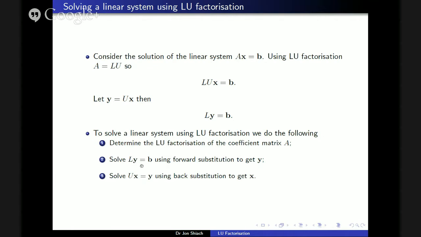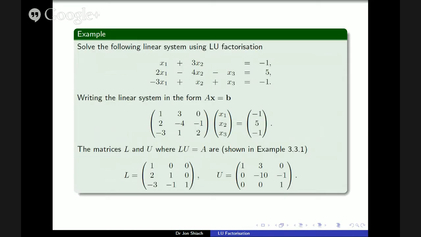Now, L is a lower triangular matrix. That can be solved straightforwardly using forward substitution. So we solve Ly equals B using forward substitution, starting at Y1, then going to Y2. You okay, guys? There's a bit of a hustle here. So we do that using forward substitution. And then once we've got Y, we solve Ux equals Y using backward substitution, starting at X3, then going to X2, then X1 if you've got a 3x3 system. Okay, so let's have a look at that.